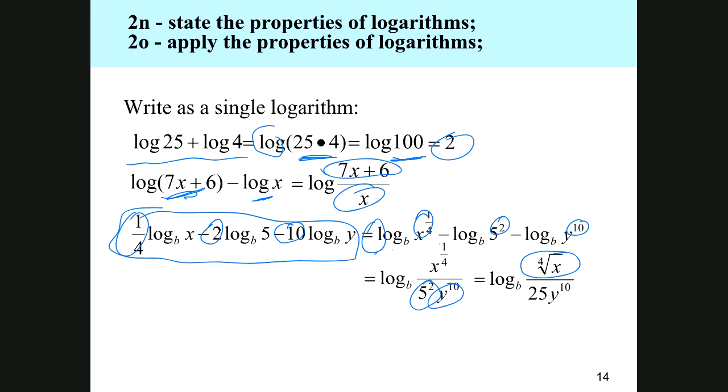You know you're done with these when you have a single logarithm and there's no number out front. Okay, if you have more than one logarithm, then you're going to be able to use the product or quotient rule to condense them. If you have a number out front, you'd be able to use the power rule.